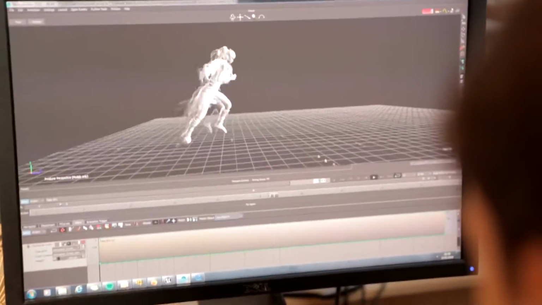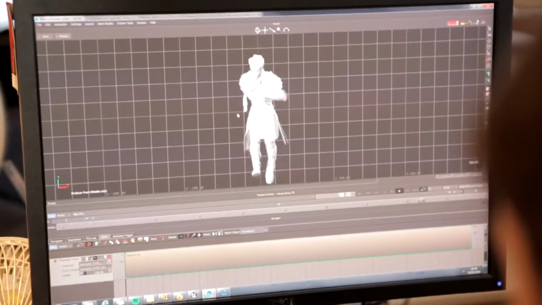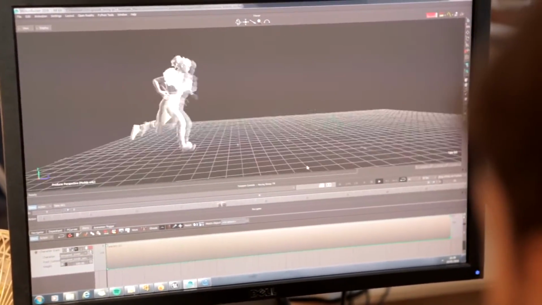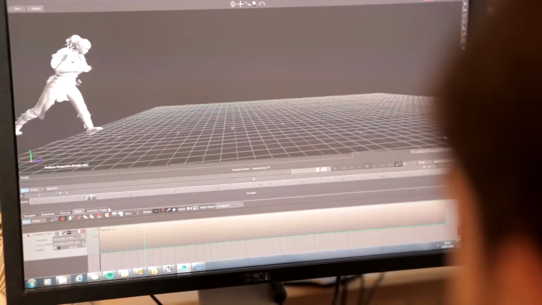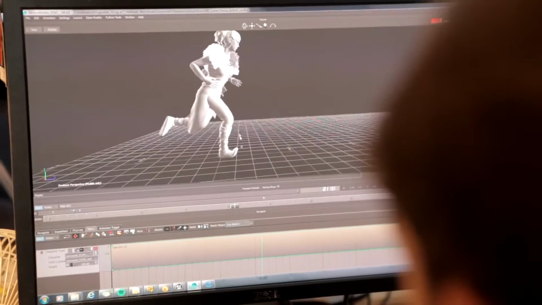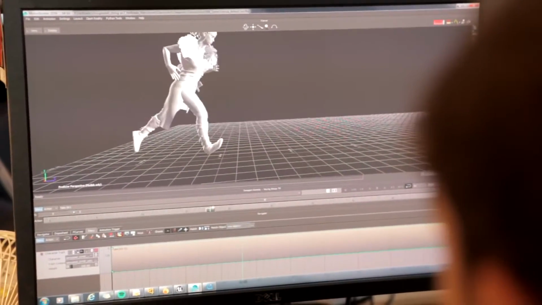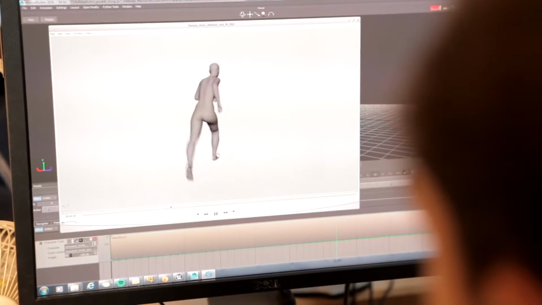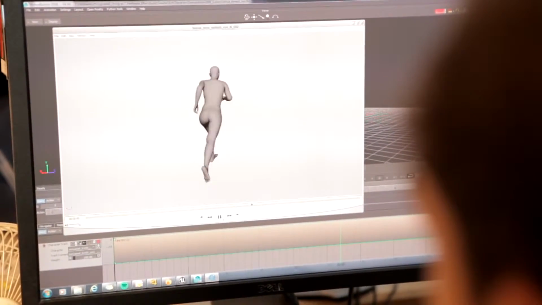So here's an example of what the takes look like before they've been cleaned up. You can see there are parts where the feet are broken and the toes and things like that, but it's easy to fix. So here's a version where it's all been cleaned up. It looks much more polished, and it's at this stage that we would put it into the game.